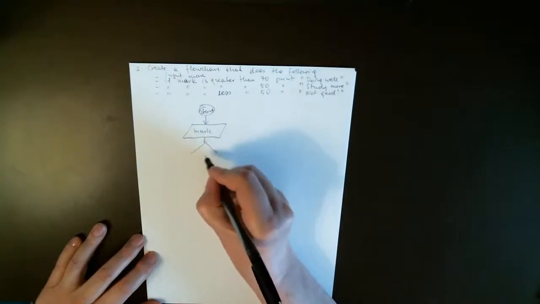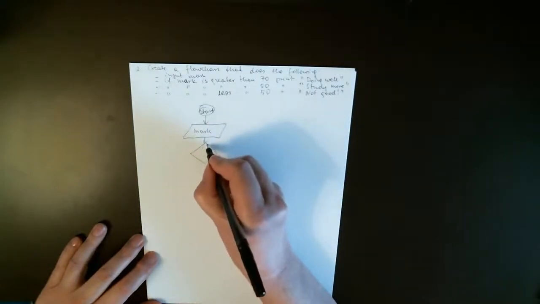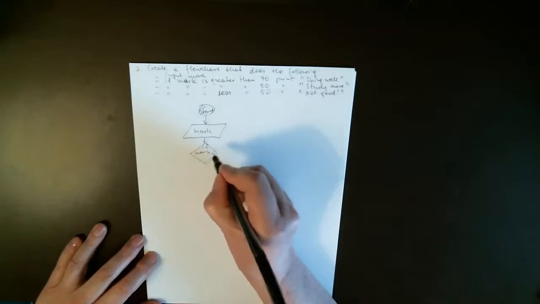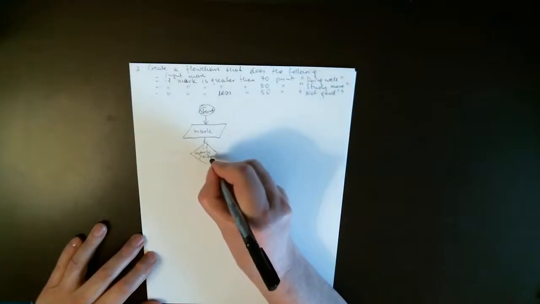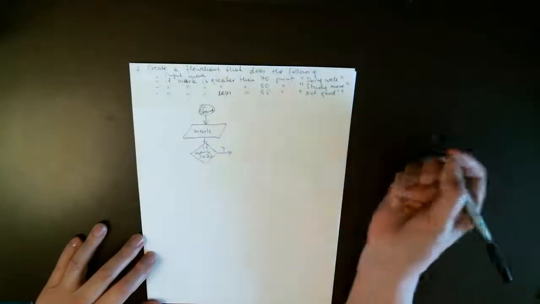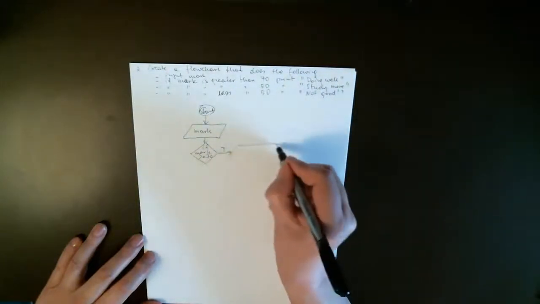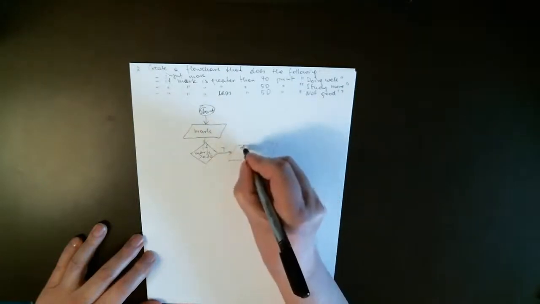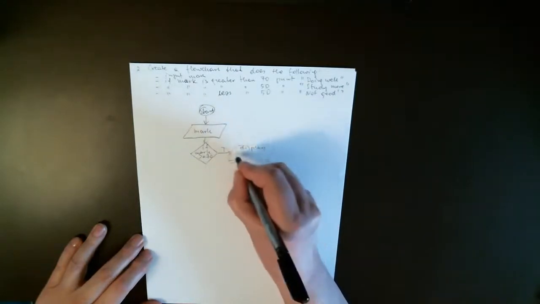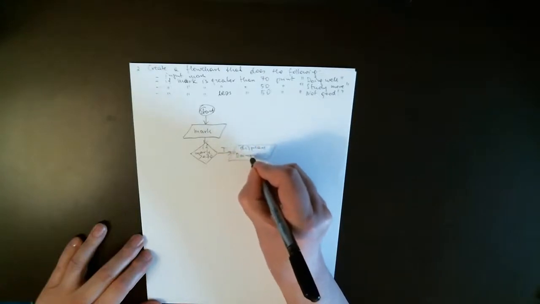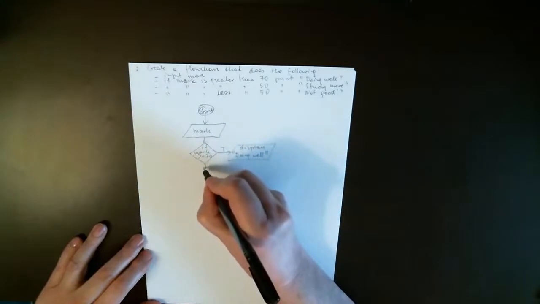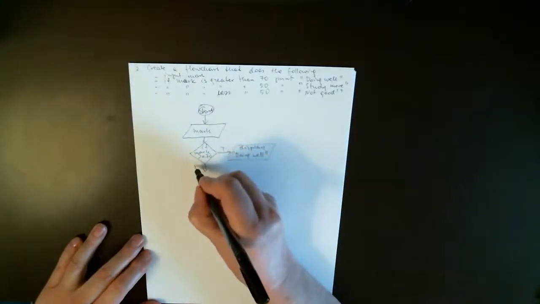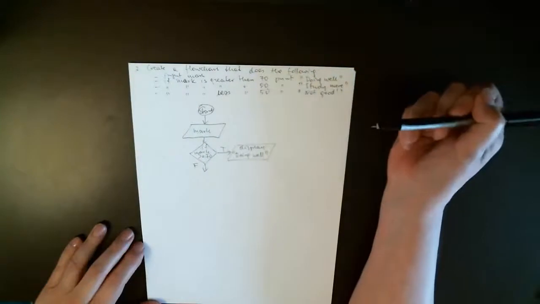The next step, we are going to ask the first question. If mark is greater than or equal what? 70. All right, if this is true, what are we displaying? Yay! Display doing well. All right. And then, if it's not true, if this is false, we have to ask another question.